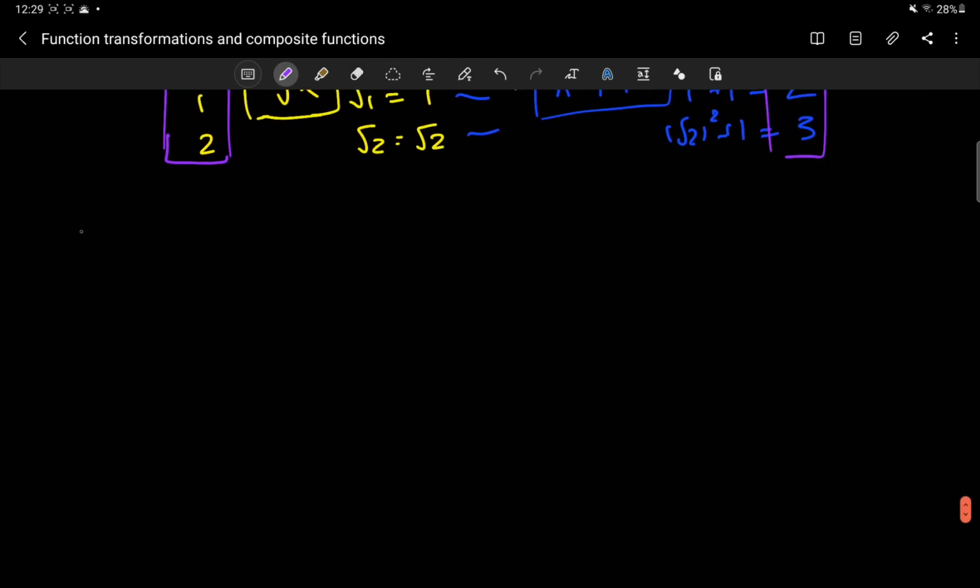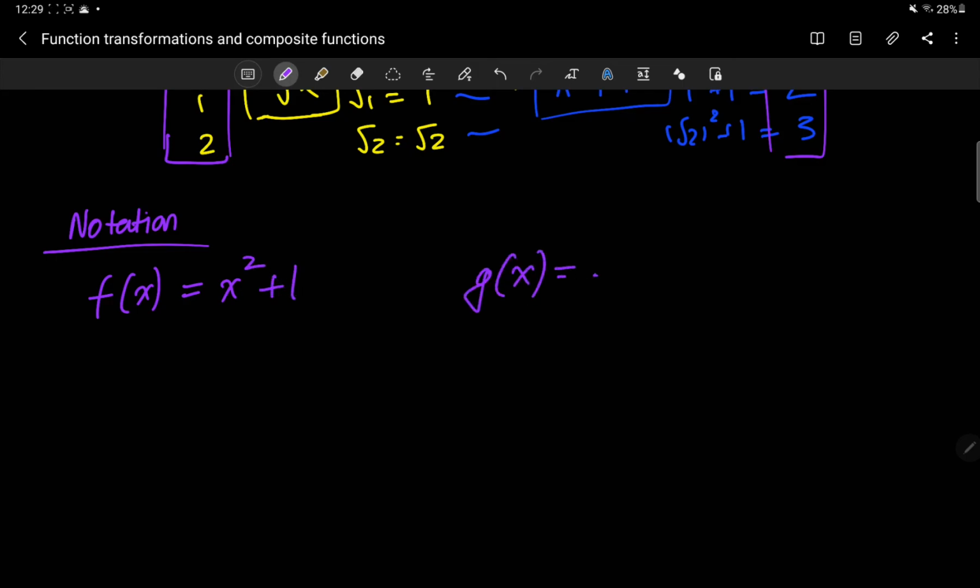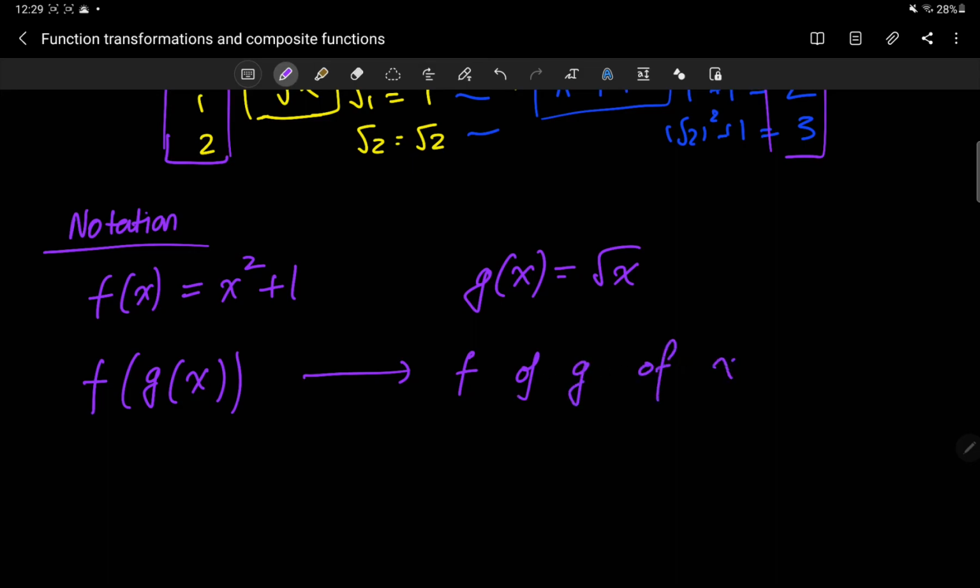Which brings us to using the right notation. Okay, let's use the same example. If f of x is x squared plus 1 and g of x is square root of x, then we define f of g of x. This is read as f of g of x.